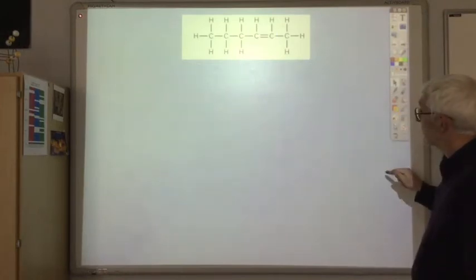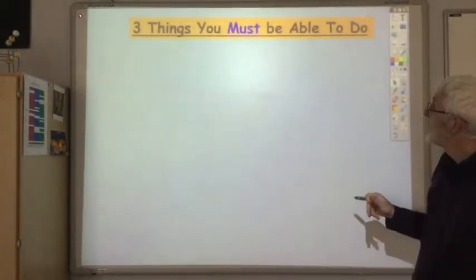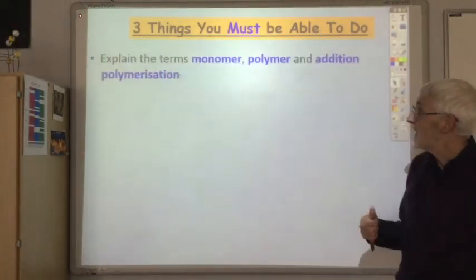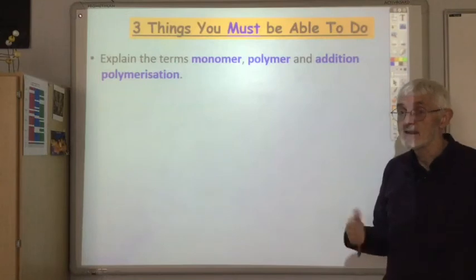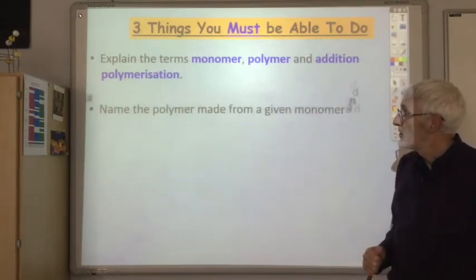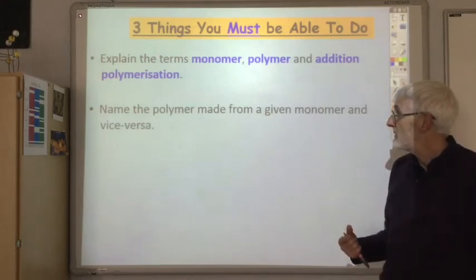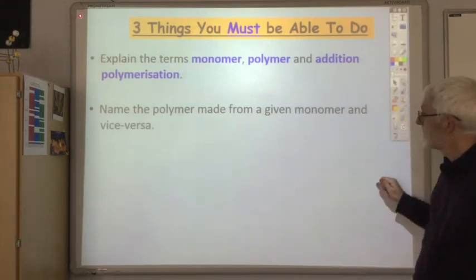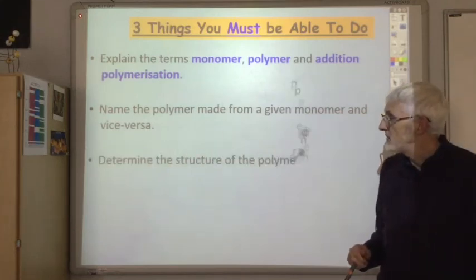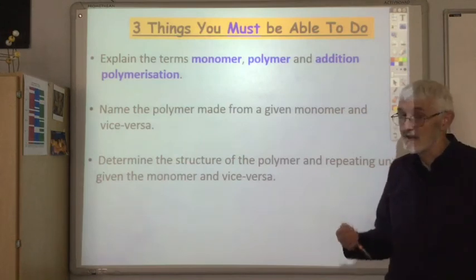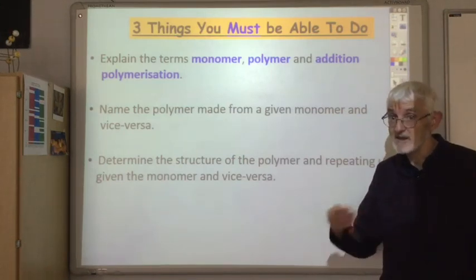And that's all there is about plastics. So 3 things you should be able to do. You should be able to explain the terms monomer, polymer and addition polymerization. You should be able to name the polymer made from a given monomer and vice versa. And you should be able to determine the structure of the polymer and the repeating unit given the monomer, and indeed vice versa.